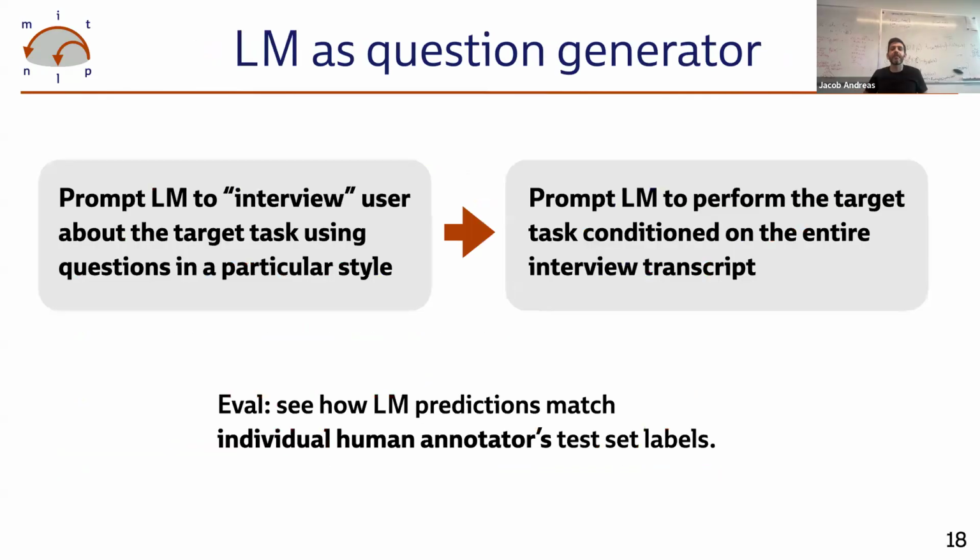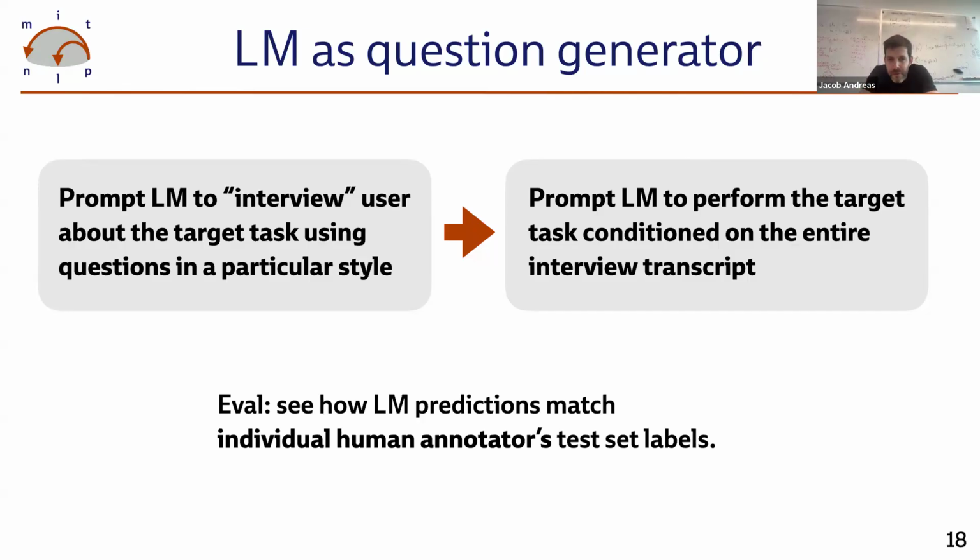And so one very simple thing that you can imagine doing is literally just prompting LMs to do information gathering as a substitute for requiring people to write their own instructions. The basic paradigm in the experiments we're about to look at is we're literally just going to instruct a language model to interview a human user about some target task by asking them a bunch of questions, and then use the transcript of that interview as the prompt for a model that's going to go out and try to perform the task.